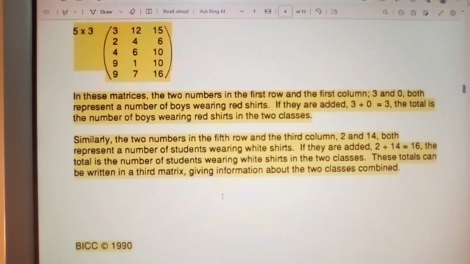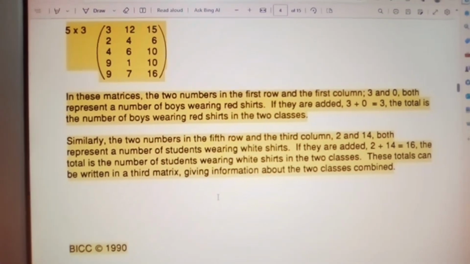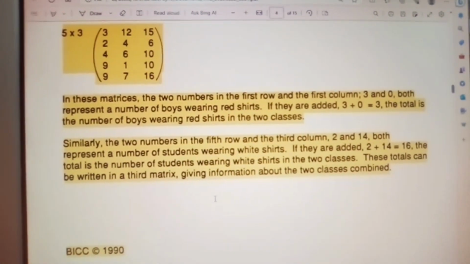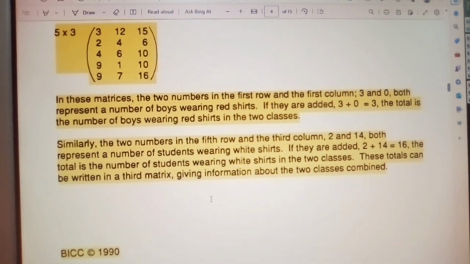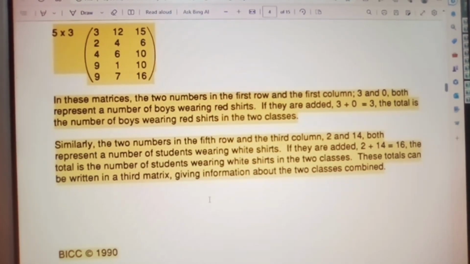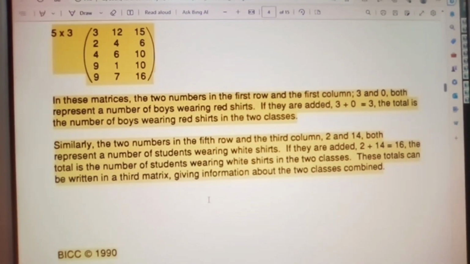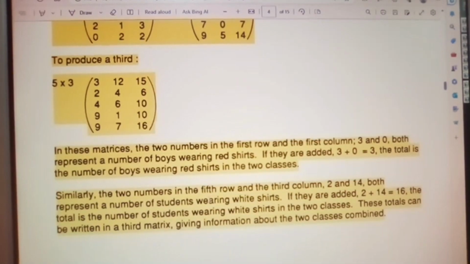Similarly, the two numbers in the fifth row and the third column, 2 and 14, both represent a number of students wearing white shirts. If they are added, that comes to 16. The total is the number of students wearing white shirts in the two classes. These totals can be written in a third matrix, giving information about the two classes combined. Okay? And this is where we would have our third matrix.